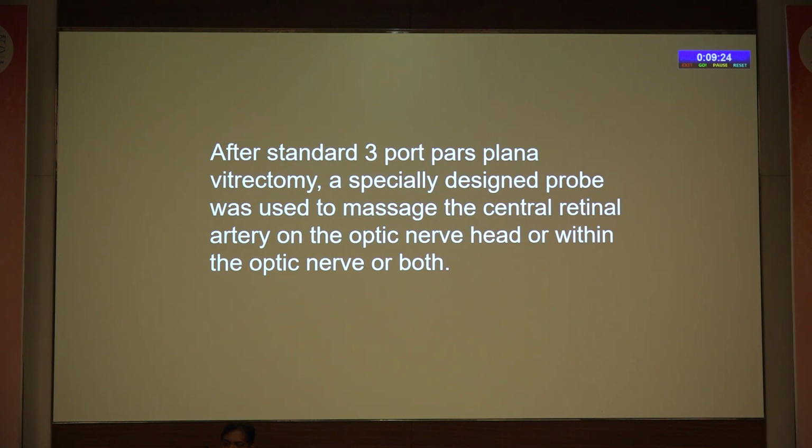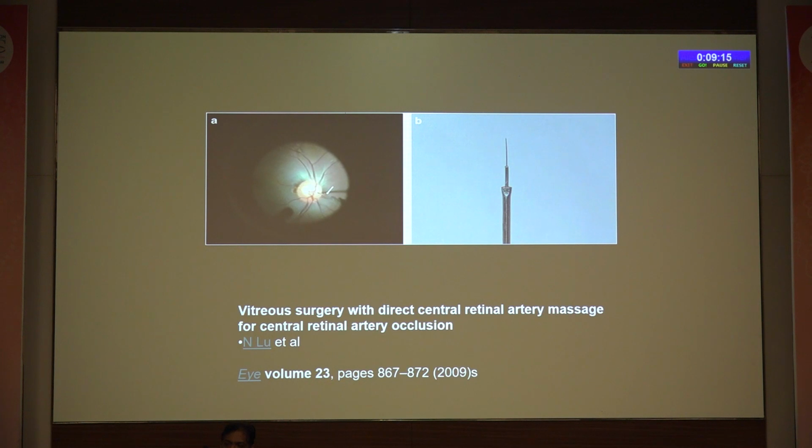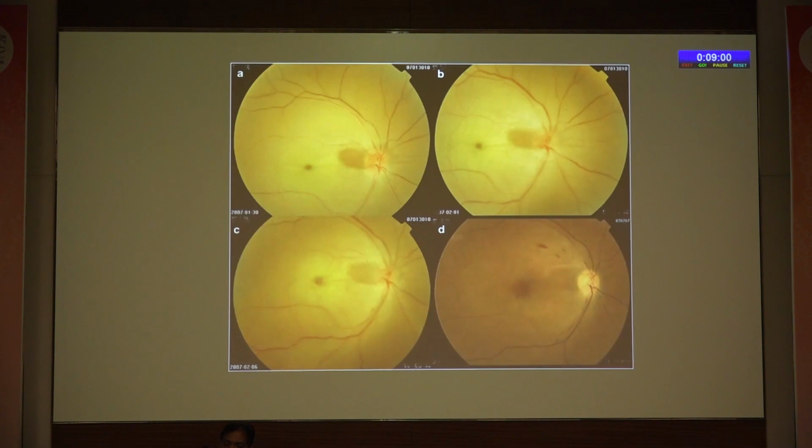After standard 3-port pars plana vitrectomy, a specially designed probe was used to massage, in this particular study, the central retinal artery on the optic nerve head or within the optic nerve, or both. Vitreous surgery is also done on the central retinal artery without the shaft, with the help of a direct cannula. This cannula goes direct into the central retinal artery and dislodges the embolus. These are the pictures which show how it improves the central retinal artery after this cannulation. The retina seems to be normal now.